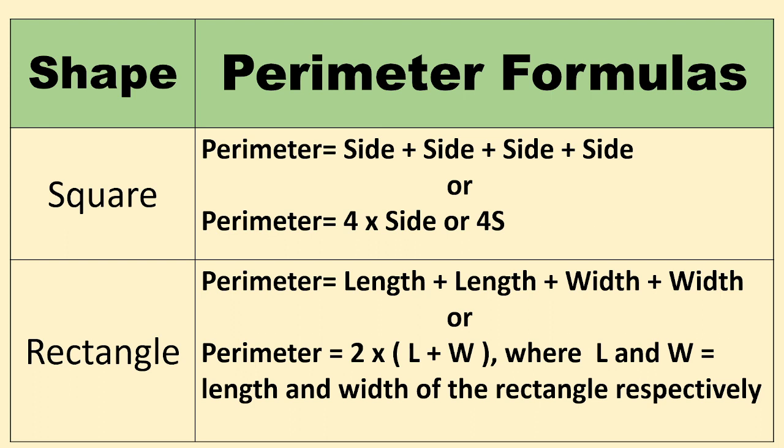We have here square. The formula of square: perimeter equals side plus side plus side plus side, or perimeter equals 4 times side, or 4s. And the rectangle: perimeter equals length plus width plus length plus width, or perimeter equals 2 times (L plus W), where L and W equal the length and width of the rectangle respectively.